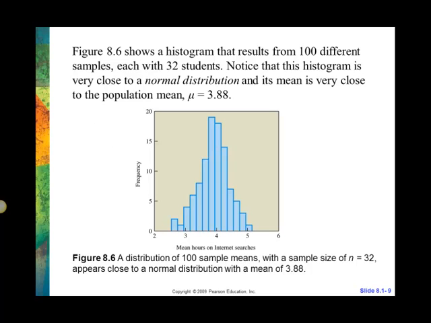And here, what they're showing you is that if they took 100 of these sample means and did a histogram of them, notice they fall generally around the population mean. Here's 3.88, somewhere in here. So there's a fairly normal curve, with the mean of the sample means being fairly representative of the population mean. And that's what they're trying to show you.